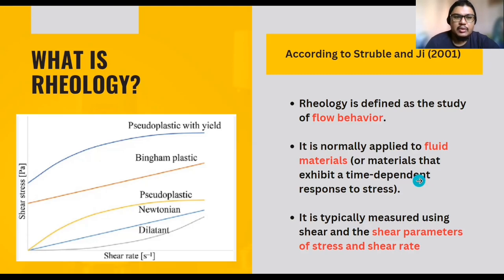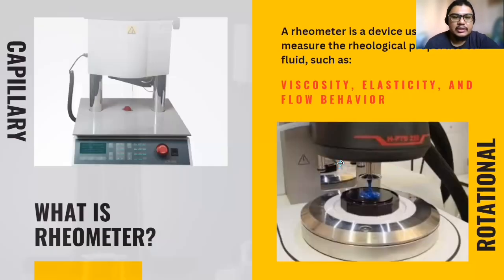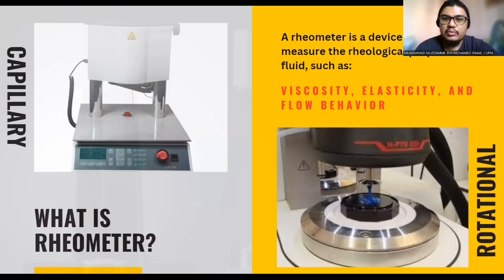Next, what is a rheometer? A rheometer is a device or instrument used to measure the rheological properties of fluid, such as viscosity, elasticity, and flow behavior. The main types of rheometer include the capillary rheometer and the rotational rheometer, as shown in the pictures below.